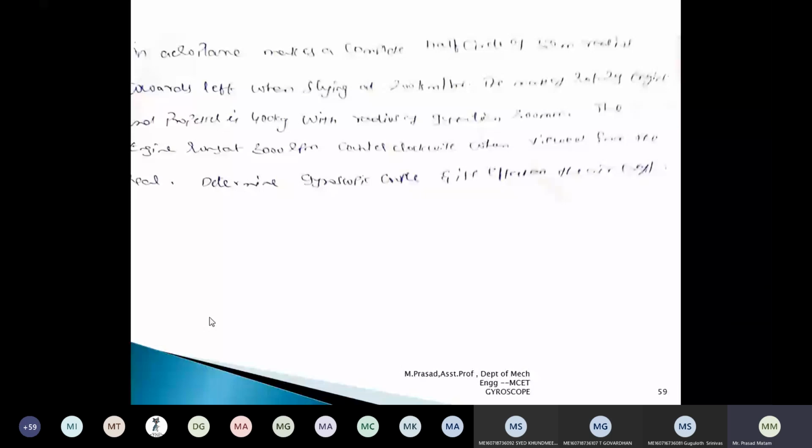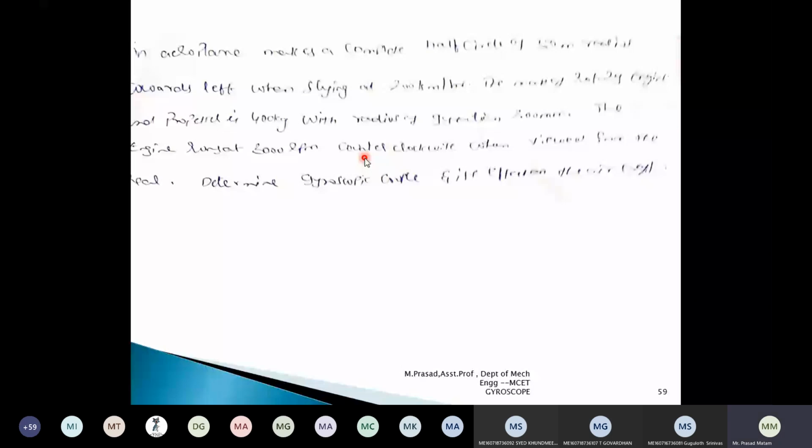Got it. Again, I am reading the problem. An aeroplane makes a complete half circle of 50-meter radius towards left when flying at 200 km/h. The mass of rotary engine and propeller is 400 kg with radius of gyration 300 mm. The engine runs at 3000 rpm counterclockwise. What is the meaning of counterclockwise? The engine is running in anti-clockwise direction when viewed from the rear end. Determine the gyroscopic couple and its effect on the aircraft.